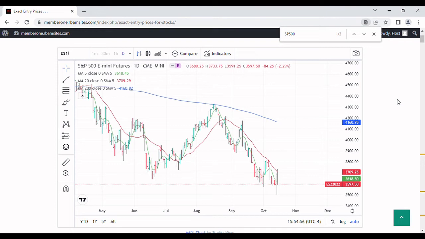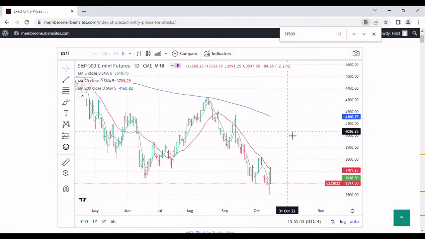Going to do a video on S&P 500 technical analysis, and we'll take a quick look at the S&P 500 E-mini futures contract. We've got it up here from the Chicago Mercantile Exchange. This is a daily chart with a 5-day moving average in green, a 20-day in red, and a 200-day moving average in blue. We take a look here.